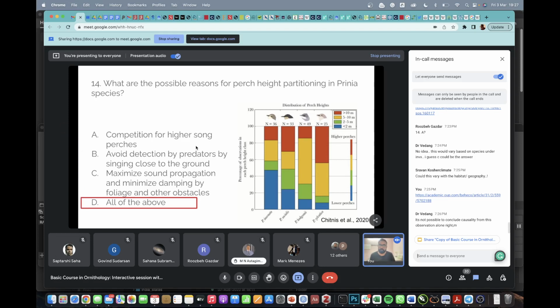I didn't know, Vedang, you could give these heart symbols while on Gmeet. That's so cool. Thanks, by the way.